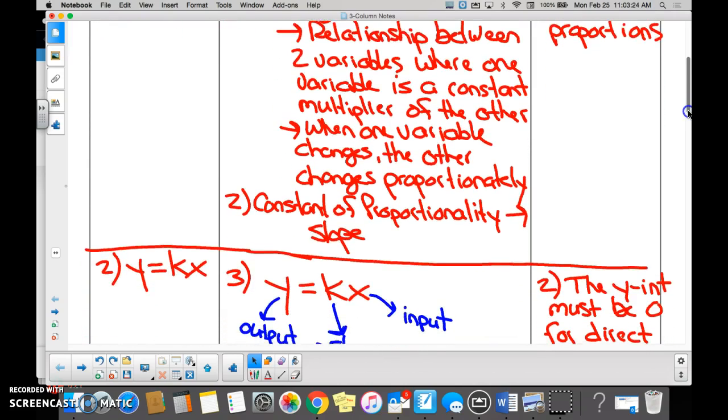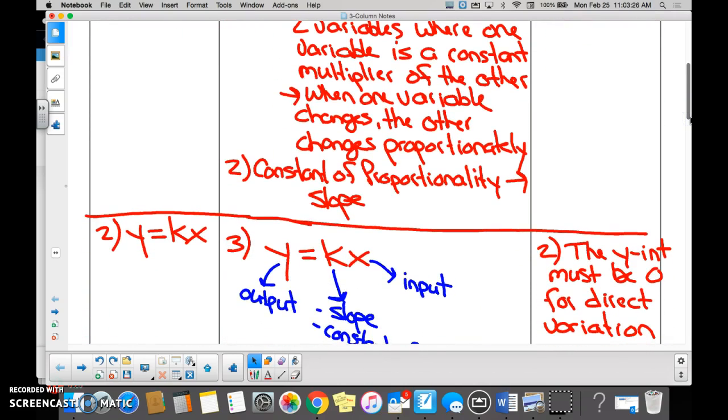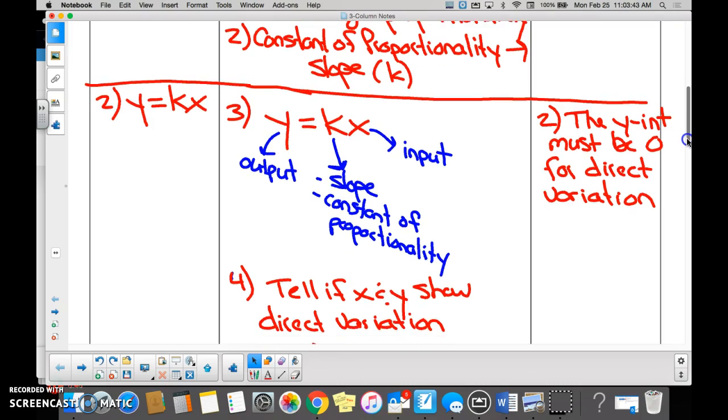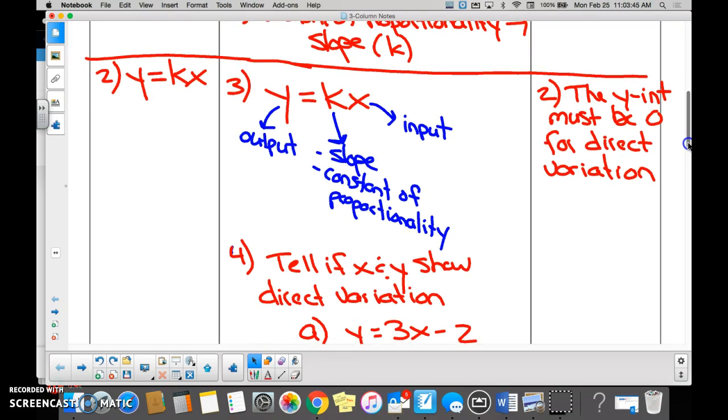What is the constant of proportionality when doing direct variation? Slope. And then for slope, we usually know slope as the letter M, right? Yes. Okay, but slope with direct variation is the letter K. Okay, so if you slide down to number 2, y equals kx, that is direct variation. Notice there is no y-intercept. Why is there no y-intercept?